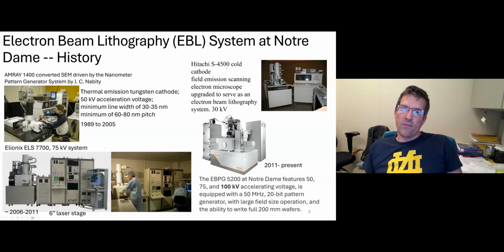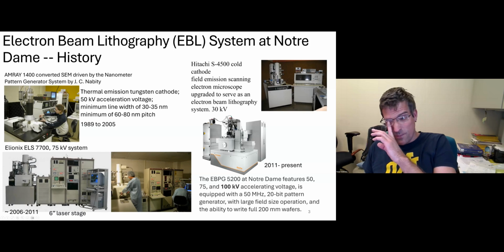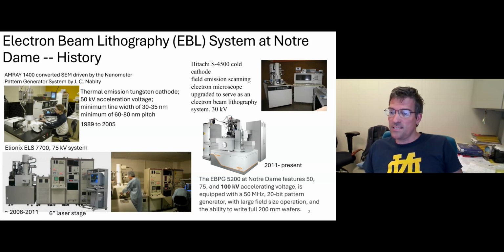For a brief time, one of the Hitachi SEMs in the clean room was converted to an electron beam lithography system with a 30 kilovolt acceleration voltage capability. And then one of the real electron beam lithography systems, actually built for electron beam lithography, was the Irion 7700. This system had a 75 kilovolt acceleration voltage and a 6-inch precision laser stage. On very fine samples, I think we were able to write around 10 to 15 nanometer lines.